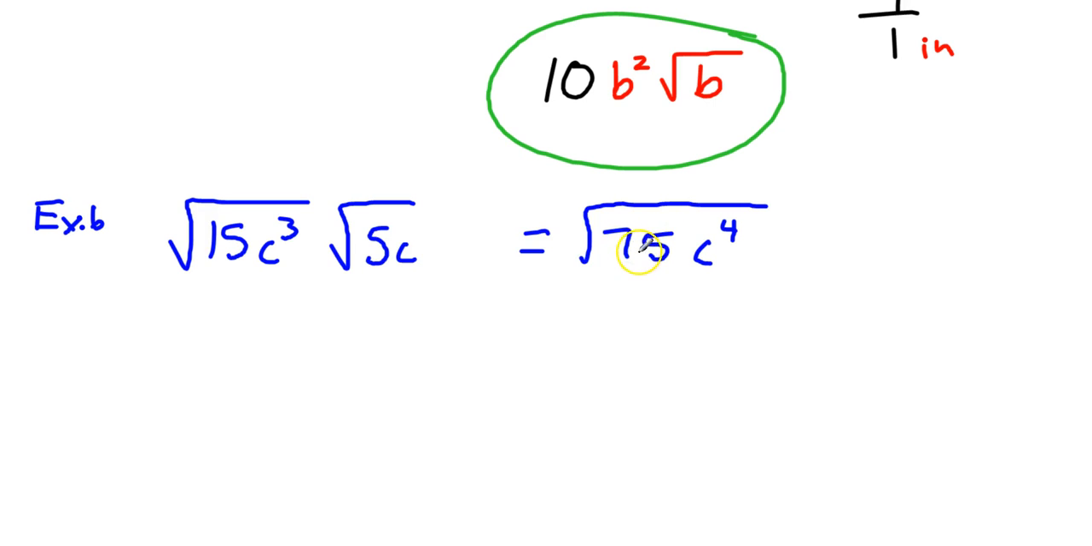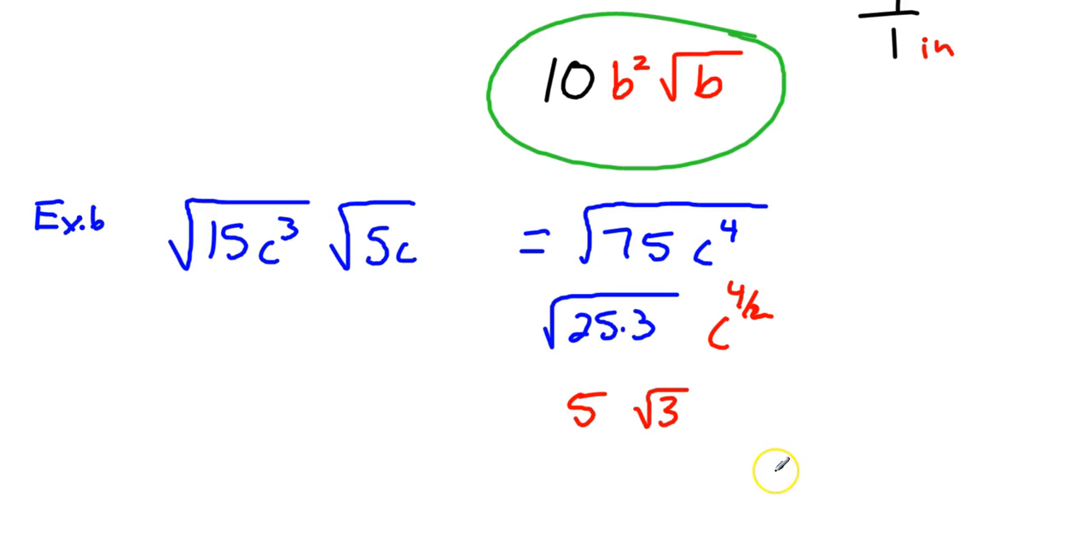Okay, 75, not a perfect square root number, so we've got to break it down. And for that one, it's 25 times 3. And for the c's, well, that's going to be 4 divided by 2. So square root of 25 is 5. Got the square root of 3. And for the c's, when you do 4 divided by 2, well, that's just 2, goes evenly, so that'll be 5c squared.